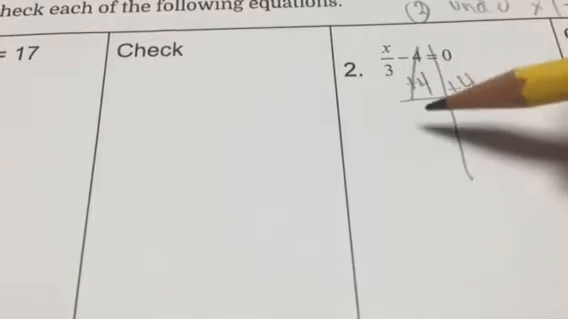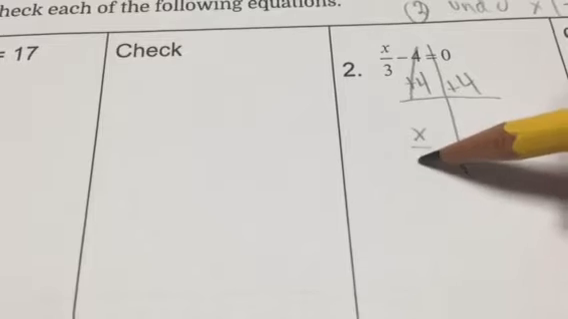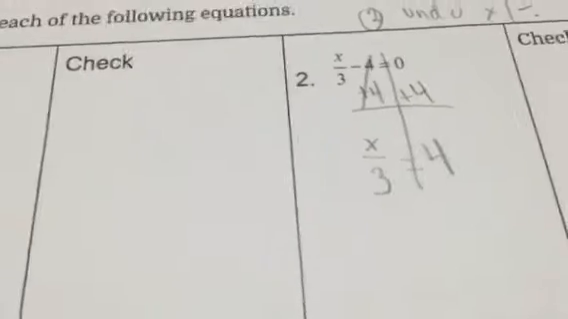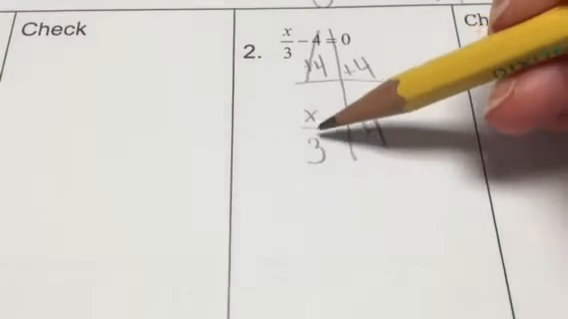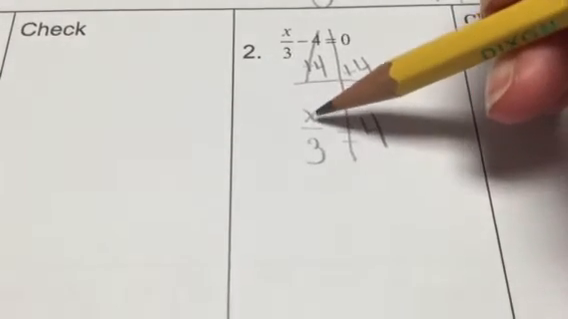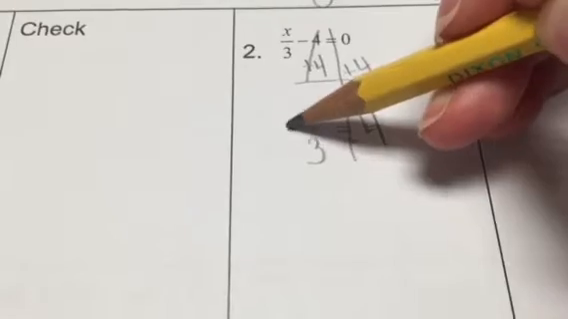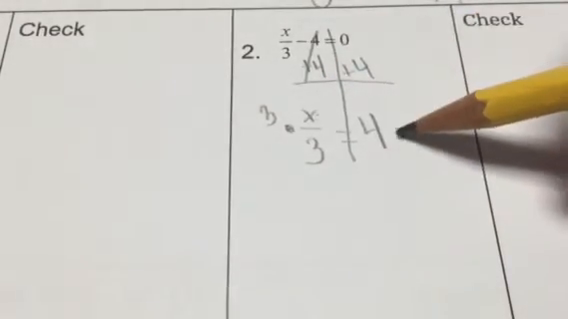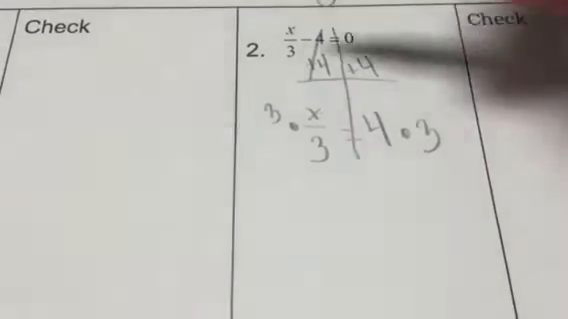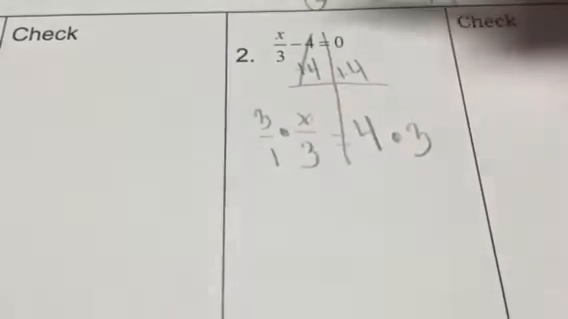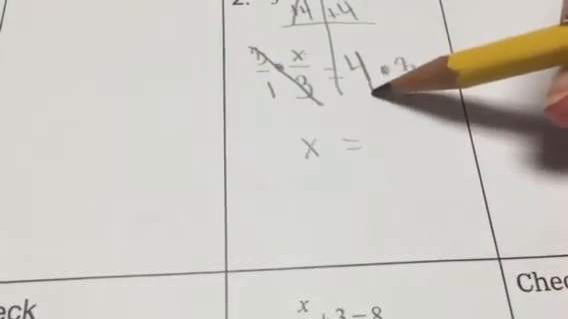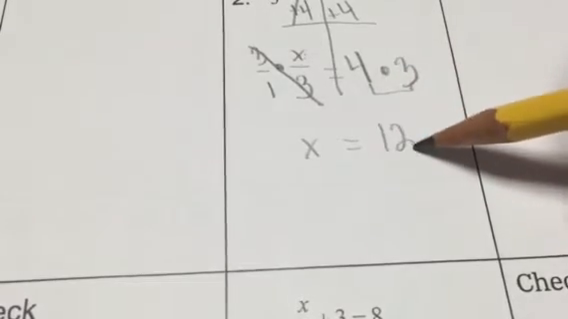This will become 0, and I'm left with x divided by 3 equals 4. Then I need to do the opposite of divide by 3 to get x alone, so I'm going to multiply by 3. Whatever I do there, I've got to do it to this side. You could also write the 3 as 3 over 1, but just know that reduces to 1, and you're left with x. And then 4 times 3 is 12.